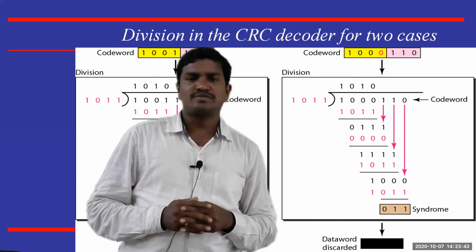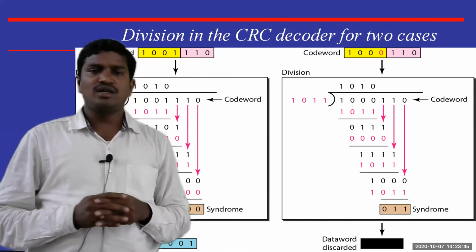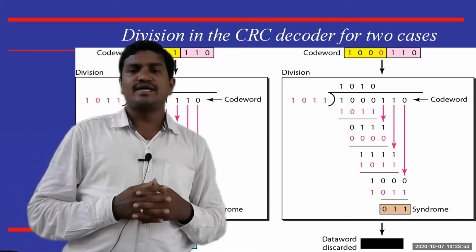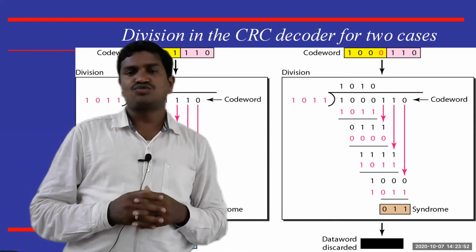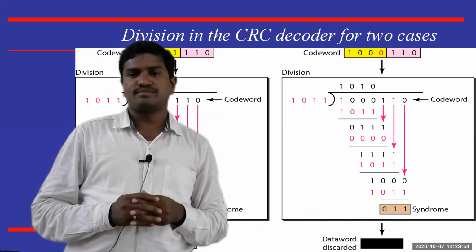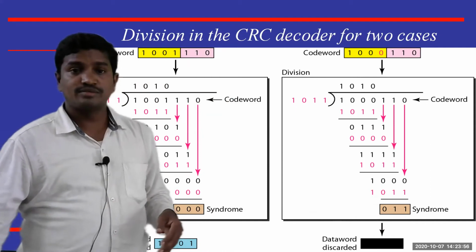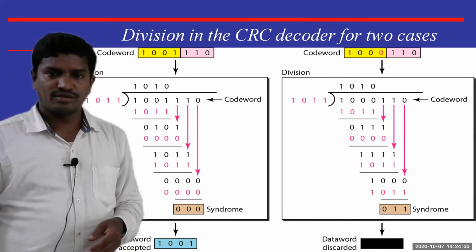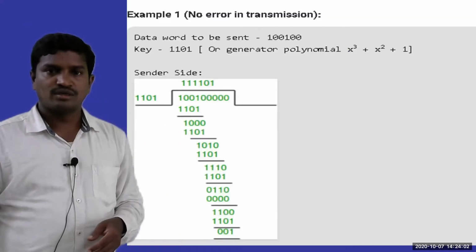This way CRC method will work well to detect one bit errors, to detect single bit errors, and it is not used for the correction purpose. So it is a very simple method to understand, and let us look into this again with one more example.